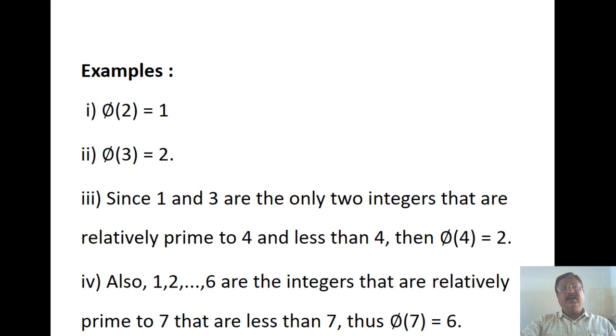Third, since 1 and 3 are the only two integers that are relatively prime to 4 and less than 4, then phi of 4 is 2. Also 1, 2, 3, 4, 5, 6 are the integers that are relatively prime to 7 and less than 7, therefore phi of 7 is 6.